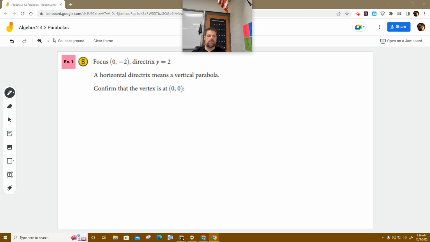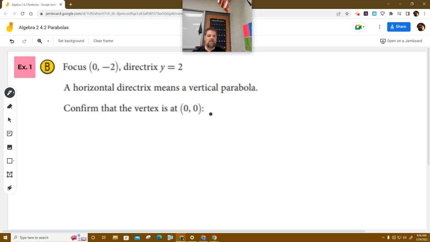So now, let's do this. It says that the focus occurs at 0, negative 2. All right. So this is the information on a parabola. Well, immediately I'm just going to start labeling things. So I know that P is negative 2.